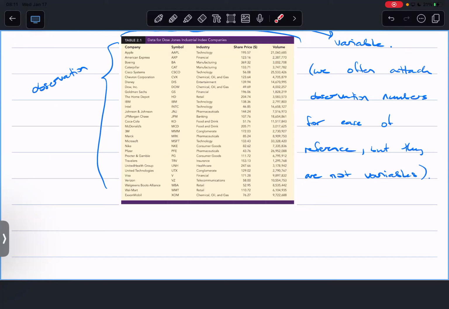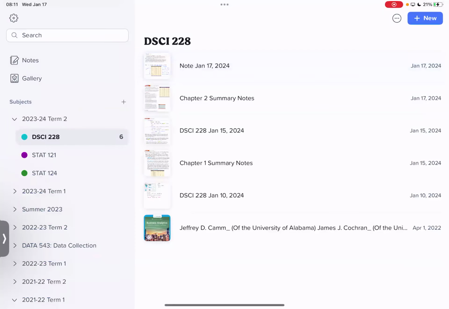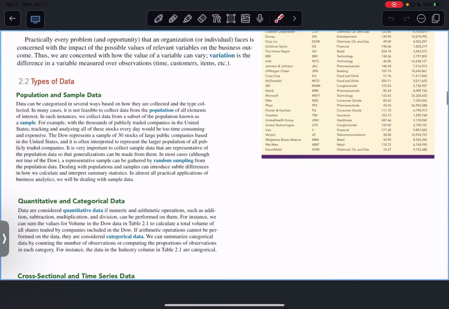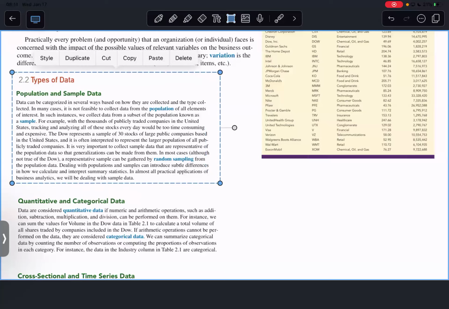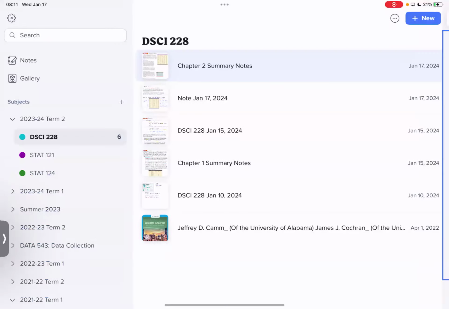Okay. And so let me just bring in from here the different types of data. Fine, let's start here, copy.